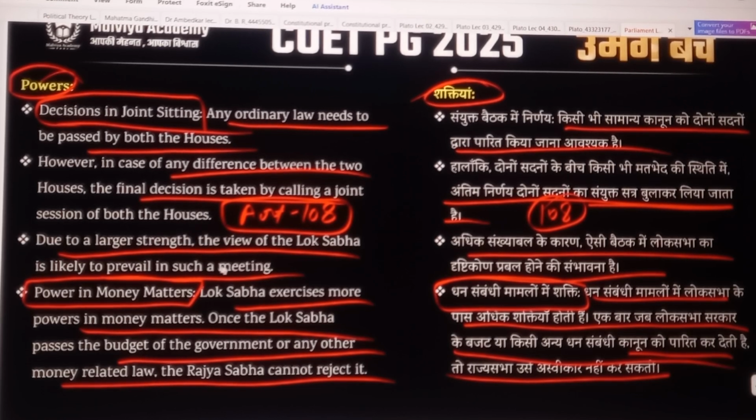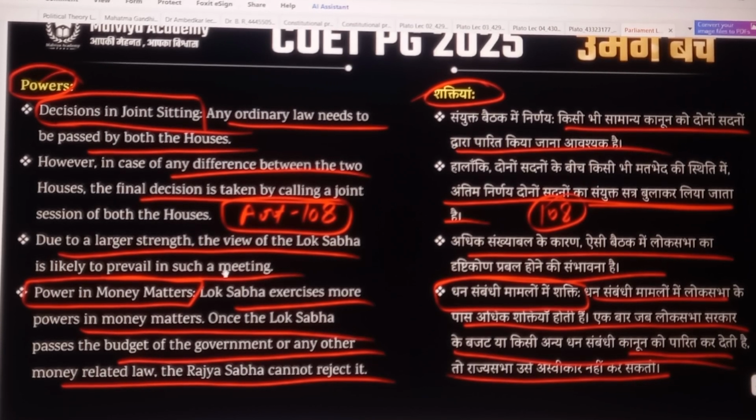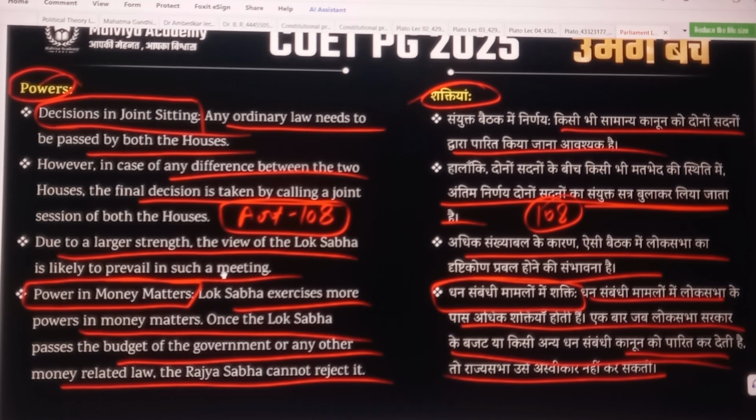Due to larger strength, the view of the Lok Sabha is likely to prevail in such a meeting. At the time of joint session, the view of Lok Sabha mostly prevails because of its larger strength. Power in money matters. First we had seen the decision in joint sitting. Means if we have to pass a law and there is a difference in decision between both the houses, then a joint session is called, and in joint session Lok Sabha wins. And the joint session idea is under Article 108.